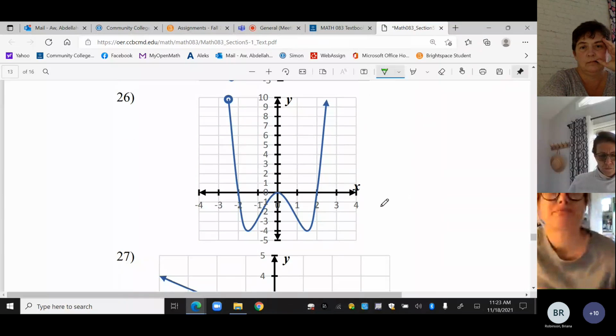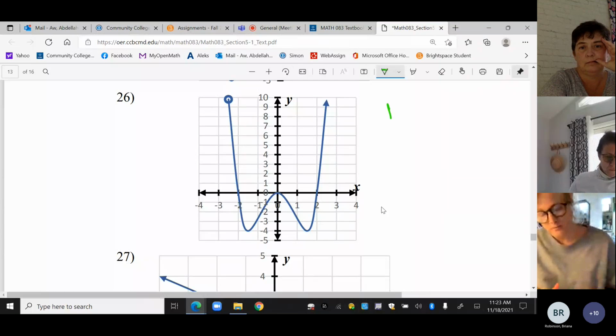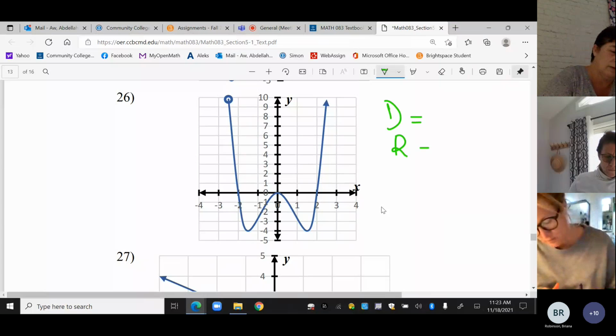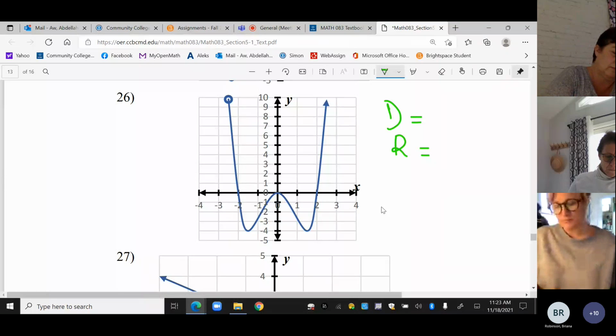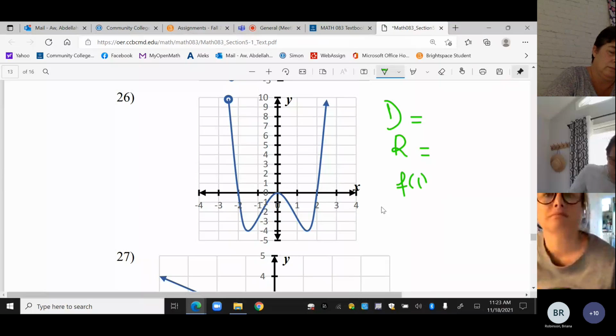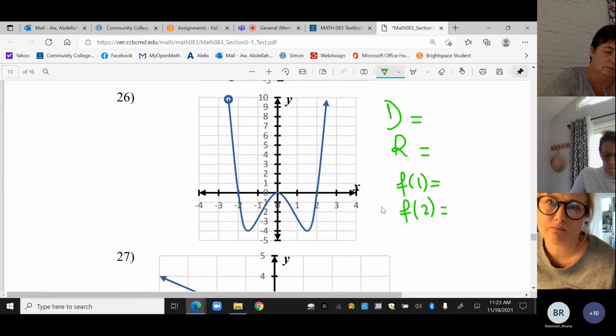Everybody, I give you like 20 seconds to think about the domain and the range. Write it down. What is the domain? What is the range? What is f of 1? What is f of 2? And find x such that f of x equals, let's say, 8.